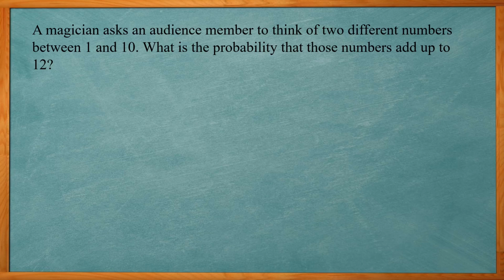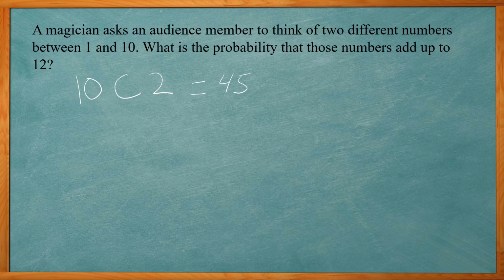So this question asks, a magician asks an audience member to think of 2 different numbers between 1 and 10. What is the probability that those 2 numbers add up to 12? Alright, so let's first think about how many possible choices they have. So you have 10 numbers, 1 through 10, and you want to choose 2 of them. They have to be 2 different numbers. That sounds like a combination, which is basically 10 choose 2. We have groups of 2. You do that on the calculator, you get 45. So there's 45 possible outcomes.